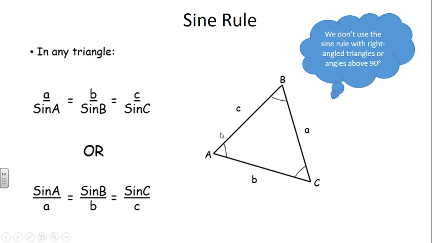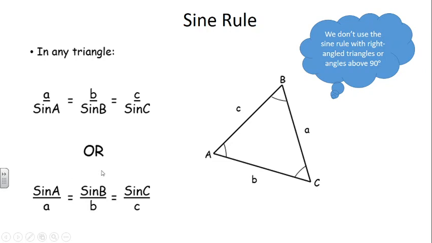The one you're trying to calculate needs to be on the top of the formula. So this formula at the top has lowercase lengths on top, so it's used to work out missing lengths. This one has the uppercase letters on top, so it's used to work out missing angles.